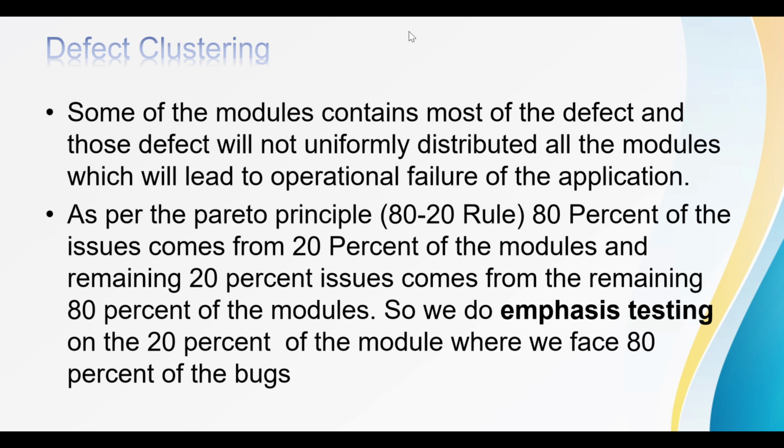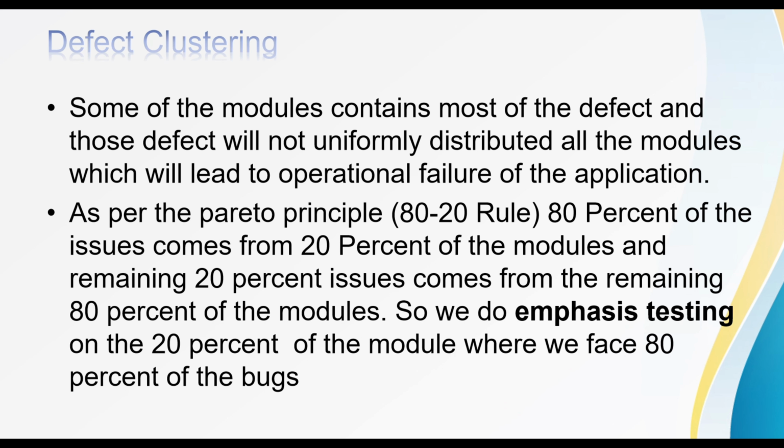Defect clustering. It is an important principle of software testing. Some of the modules contain most of the defects, and those defects are not uniformly distributed across all modules, which can lead to operational failure of the application. There is one principle, the 80-20 rule, also known as the Pareto principle. 80% of the issues come from 20% of the modules and the remaining 20% of the issues come from the remaining 80% of the modules. So we do emphasis testing on the 20% of the modules where we face 80% of the issues.